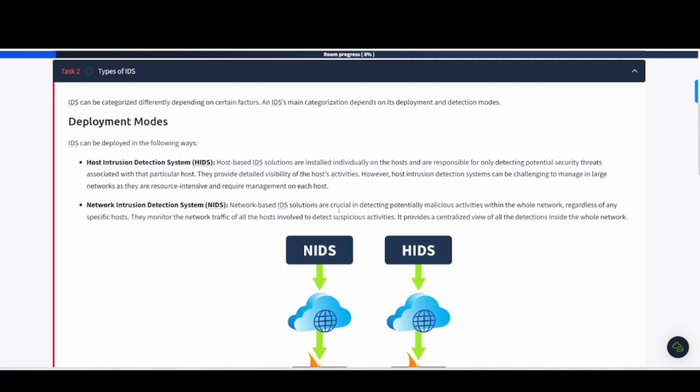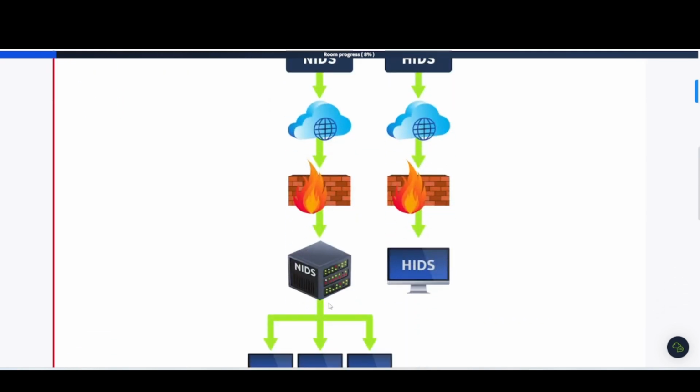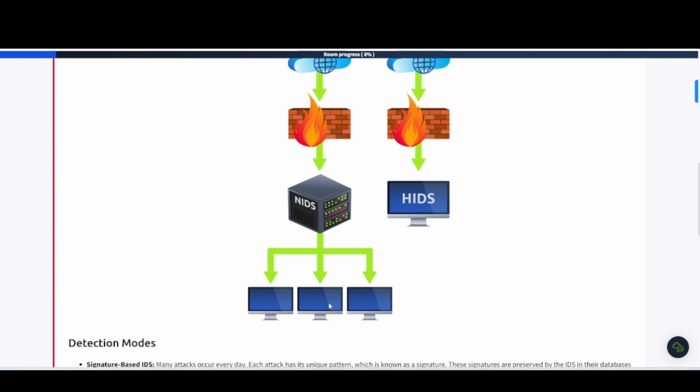Network intrusion detection systems, NIDS. Network-based IDS solutions are crucial in detecting potentially malicious activities within the whole network, regardless of any specific host. They monitor the network traffic of all the hosts involved to detect suspicious activities. It provides a centralized view of all detections inside the whole network. NIDS and HIDS, so there are examples of both there.